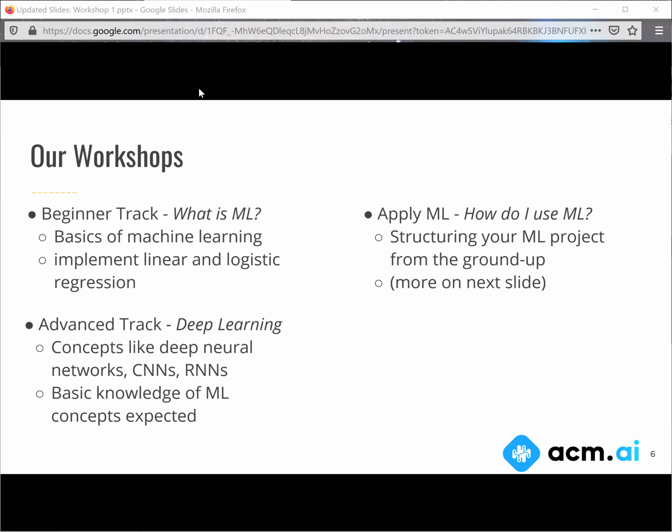And the third track that we're offering this quarter is Apply ML. Harsh will be going over that more in the next slide, but the difference between beginner track and Apply ML is that Apply ML is a lot more implementation heavy. You'll just be working on how to build an ML project from the ground up, whereas beginner focuses a bit more on the theory side of models as well.